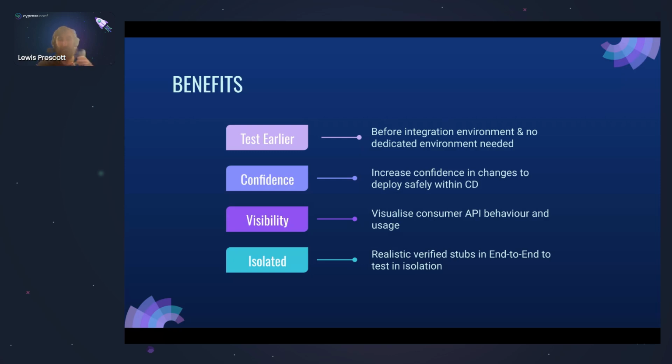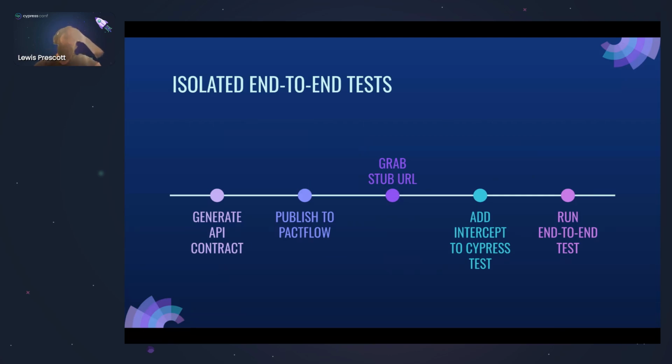And then we're doing it in isolation. So we've got that reliability, we've got that stability within our tests, and we can test that end-to-end scenario in isolation. So the isolated end-to-end tests, now we're coming on to the real part of the talk. Without that context up front, hopefully you've all been following along.